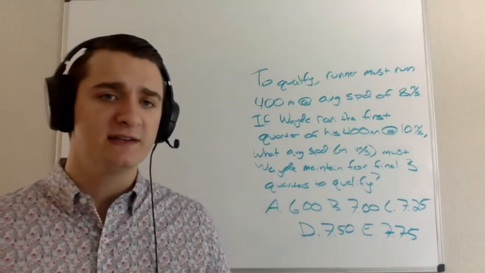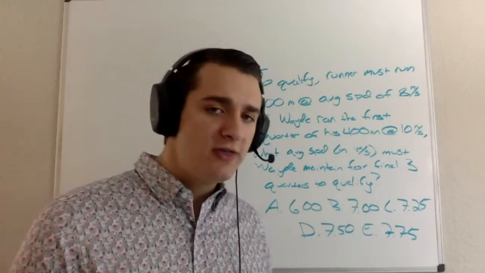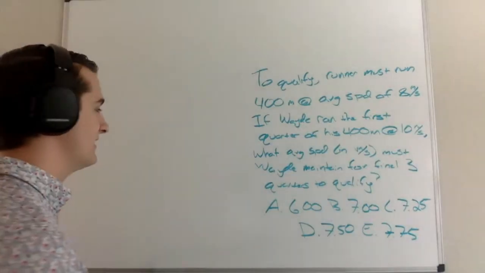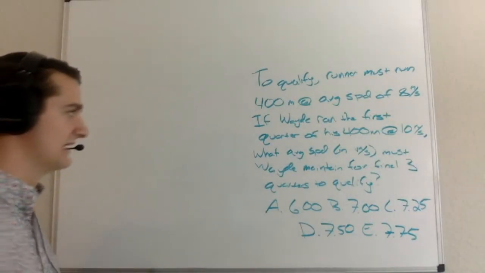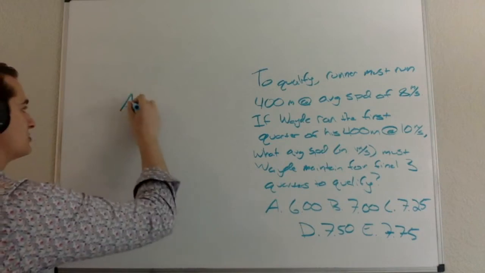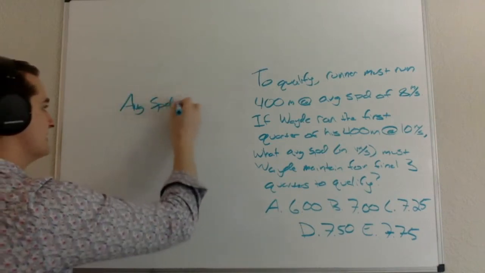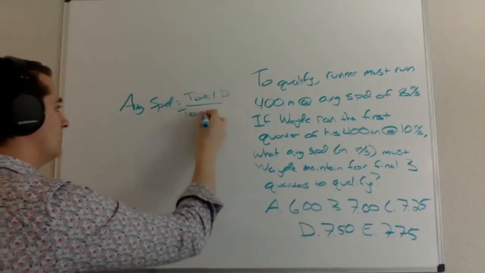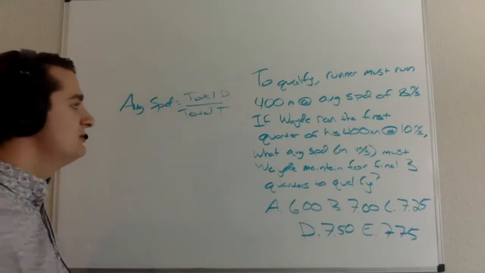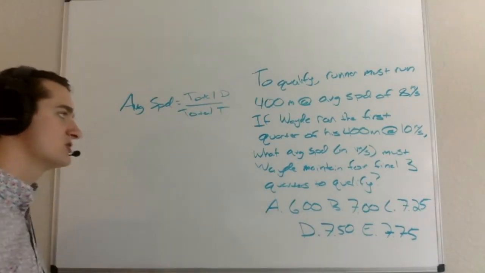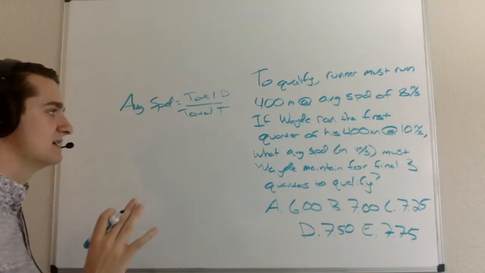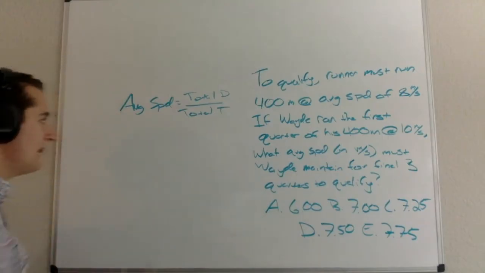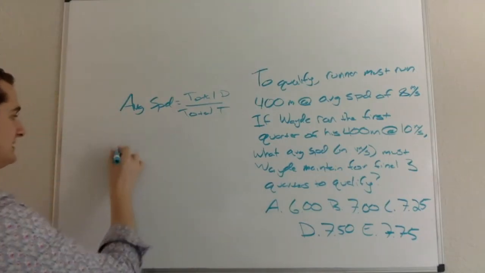And we'll get into that in just a little bit here. But let's go ahead and we'll start to work through this here. So we know that to qualify for this race, the runner must run with an average speed of 8 meters per second. Now, average speed is going to be equal to the total distance divided by the total time. And so I know that Wade ran the first quarter of his 400 meters at 10 meters per second. So I can start. I know that I want my average speed to be equal to 8.